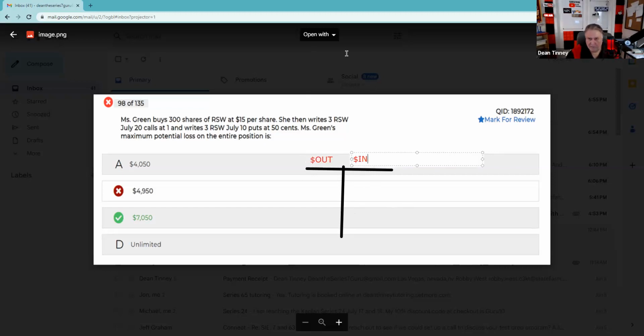I'm going to read it once through just to see how to set this up in my TI. Mr. Green buys 300 shares at 15. That's going to be dollars out. She then writes 3 RSW July 20 calls at $1 in. She writes 3 RSW July 10 puts at 50 cents. The maximum potential loss on the entire position is... Now, since they're asking me about the entire position and not the breakeven, I'm going to go ahead and just put in all the money. I call this my setup. So I'm going to get my calculator and put in 300 shares at 15.